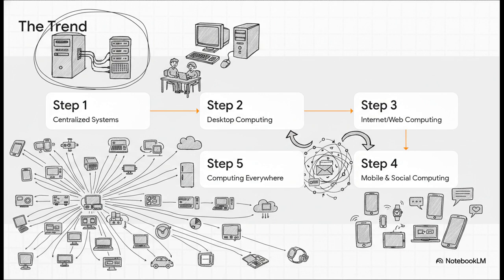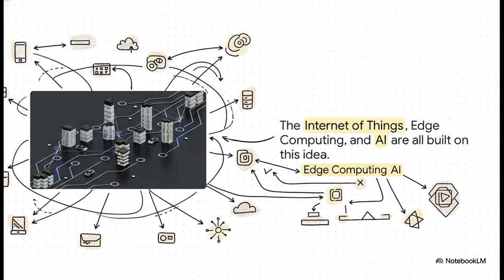And this brings us right to the cutting edge. All those buzzwords you're always hearing about, like the Internet of Things, connecting everyday objects, edge computing, processing data right where it's created, and massive AI models, they're all built on the exact same principles of distributed systems. They all depend on countless devices and servers talking to each other to act like one single intelligent system.